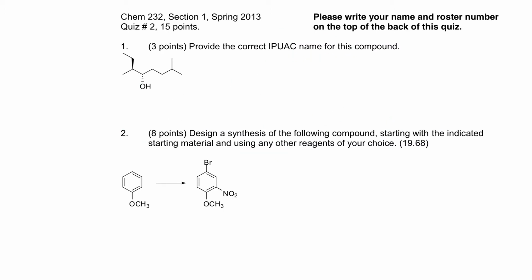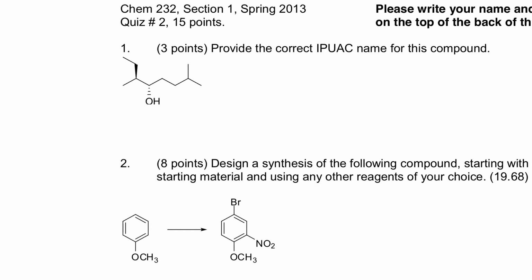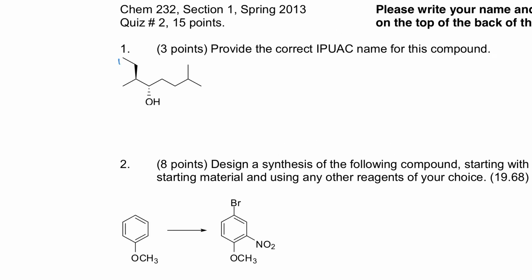The key for quiz 2, we're asked to provide the correct IUPAC name for this compound. We'll start numbering nearest the OH. We'll end up with a 4 for our OH group. We also have a methyl group on number 3 and 7. So 3,7-dimethyl. I have 8, so I have octanol. And I have 4-octanol.